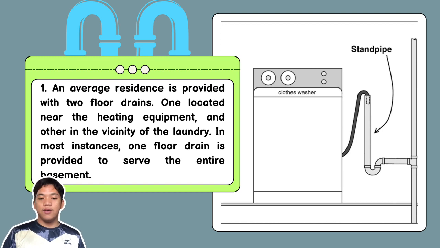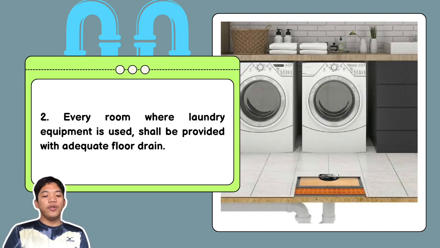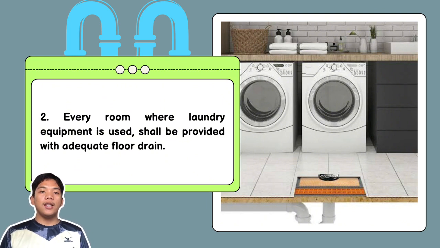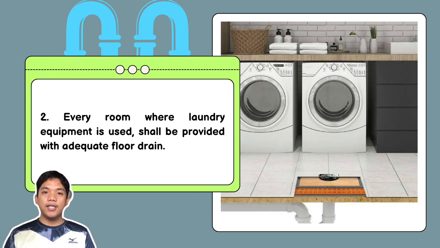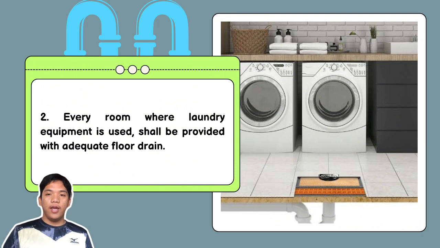More than of this is magkakaroon talaga ng for sure na wet floor kasi dahil sa pressure yan ng pipe, hindi nakakadaan ng mabuti ang tubig. Number 2, every room where laundry equipment is used shall be provided with adequate floor drain. So yun nga, sabi ko nga kanina, every laundry room kailangan talaga na may floor drain para doon mapupunta ang wastewater ng washing machine. But since nga talaga dito sa Philippines is isa lang yung floor drain ng bathroom at ng laundry room, kaya it's okay. It's okay to use that floor drain.